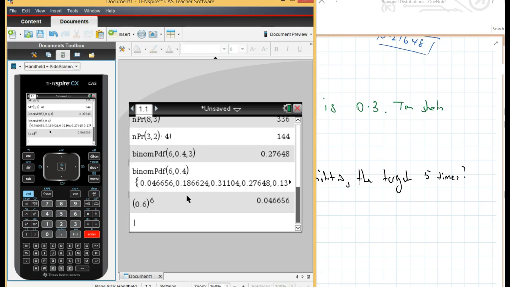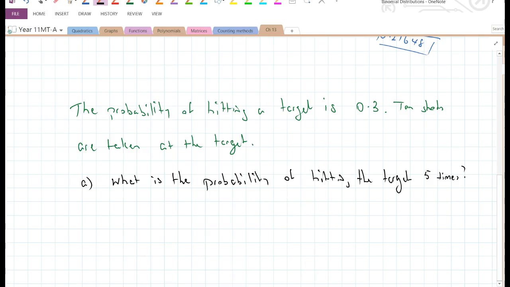Actually, we'll do it manually as well. So I'll just flip this down. 5 times. So what we've worked out there is we're going to have 10 shots at the target, and we're going to miss 5 times, and we're going to hit 5 times. So it's going to be 0.3 to the power of 5 times 0.7 to the power of 5. That's 5 hits at 0.3, 5 misses at 0.7. But we've also worked out, haven't we, that there are 10C5 different combinations of 5 hits and 5 misses.